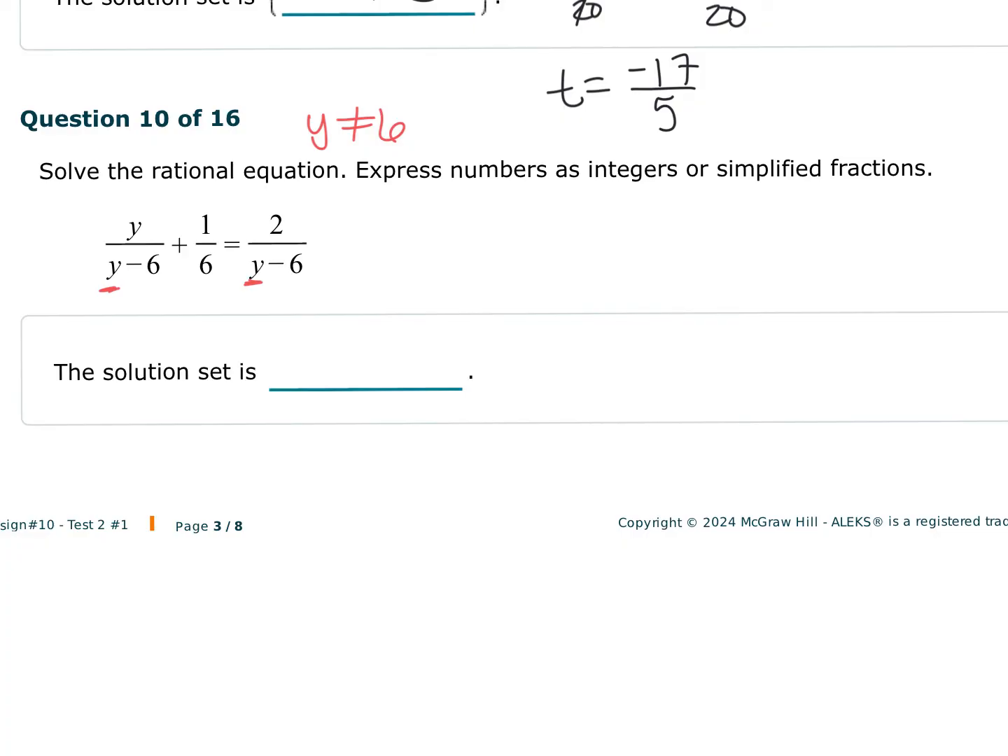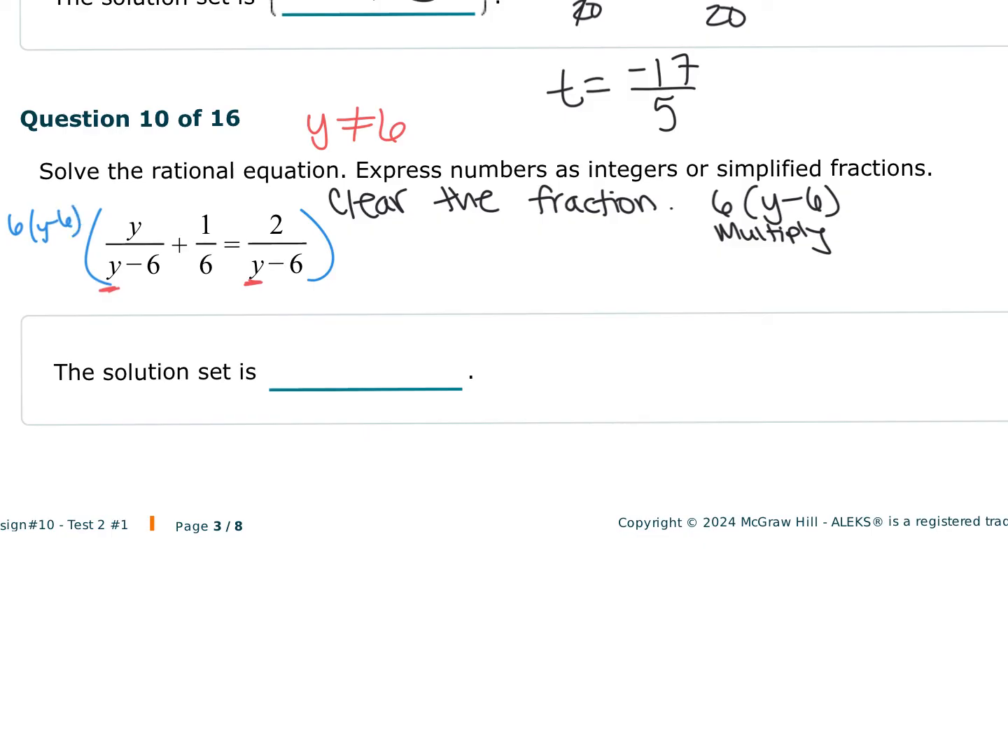And I'm going to go ahead and solve this, but I like to do what I call clear the fraction. And so to clear the fraction, I just need to multiply by the denominators, which in this case is 6 and y minus 6. So I'm going to multiply each piece by this, and some things are going to cancel out. And if you do this correctly, you're not going to have a fraction anymore. All right, so I'm going to try to do this in blue for you. So I'm going to multiply 6 times y minus 6 to both sides.